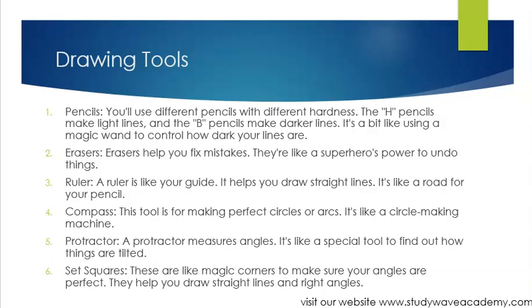Then we have set squares. These are like magic corners to make sure your angles are perfect. They help you draw straight lines and right angles. So your drawing tools are pencils, erasers, rulers, compass, protractor, and set squares. Okay?